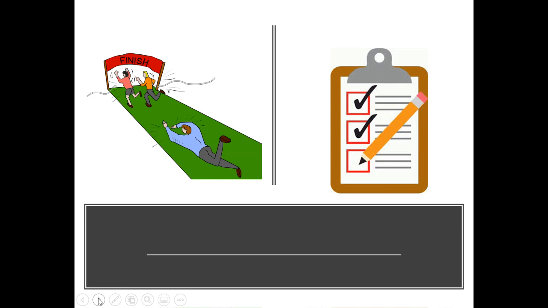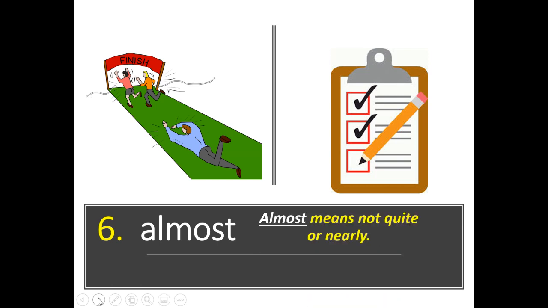So, how are these pictures the same or similar? They both show almost. Almost means not quite or nearly.